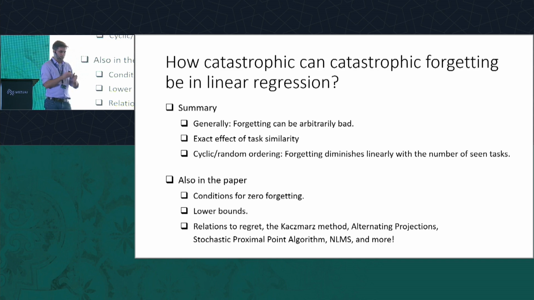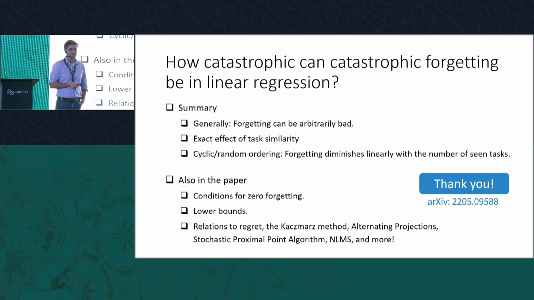Well, not tight lower bounds. We have lower bounds. There's some gap there. And then we talk about the relations to other algorithms, Kaczmarz method, alternating projection, stochastic proximal point algorithm, and many more. Okay? So, yes. Questions about this part?